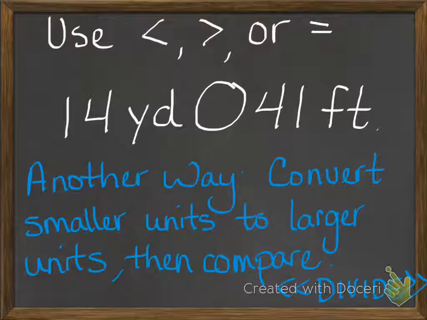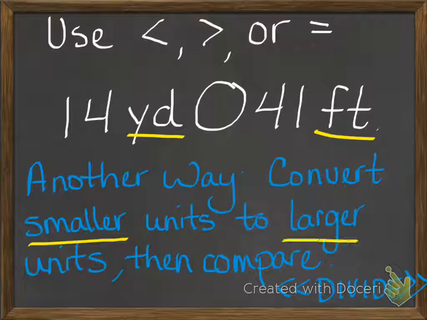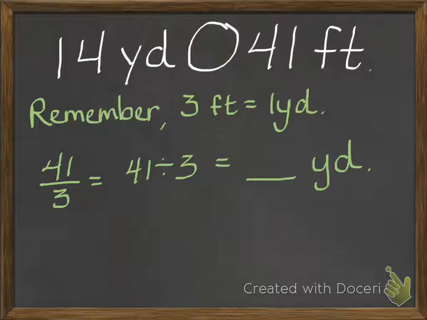Another way I could have done that is to convert the smaller unit, the feet, to larger units, which are yards, and then compare. Remember, when we go from smaller to larger, we're going to divide. So if I remember that 3 feet equals 1 yard, again this time instead of multiplying, I'm dividing. So I'm going to take 41 and I'm going to divide it by 3.